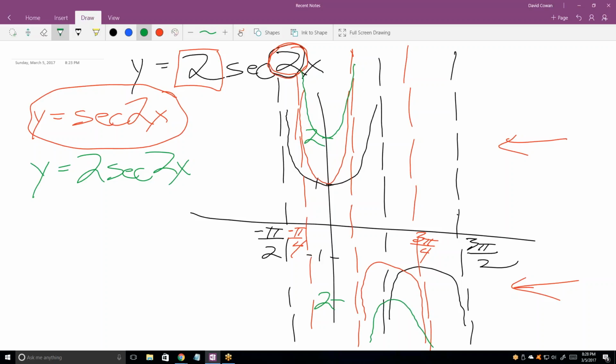And what else did they want to know here? Your asymptotes? And domain and range. Okay. Well, same as the last problem, I believe. Let's see. Domain is all real except what?